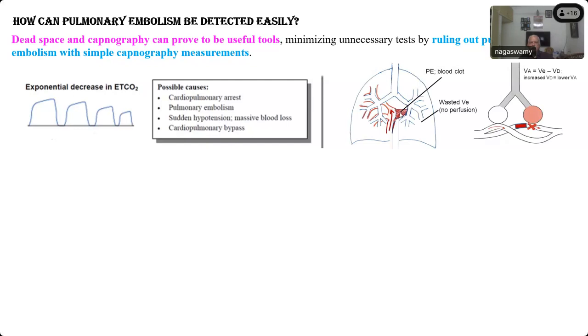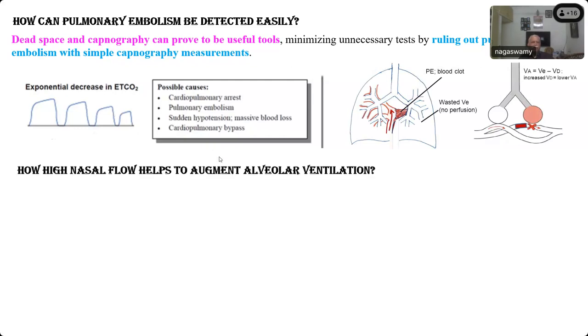The blood clot in the pulmonary vessel, so there is no blood flow. Alveolar ventilation is there, but there is no exchange. So carbon dioxide is not exhaled out. So the gradual decrease in ETCO2 causes this problem. So how does high nasal flow help to augment alveolar ventilation? This is another question for the sake of asking. How does high nasal flow help to augment alveolar ventilation?